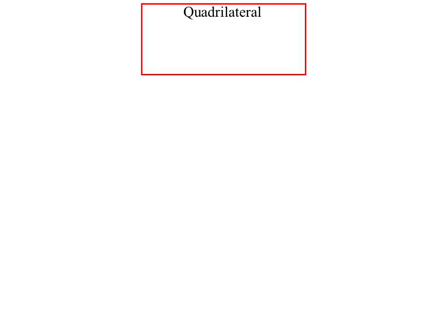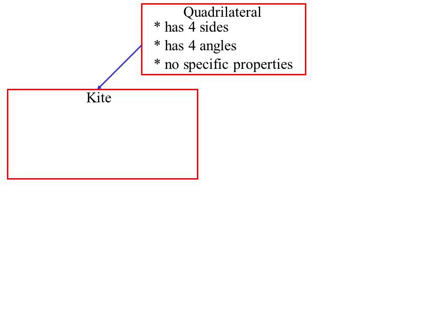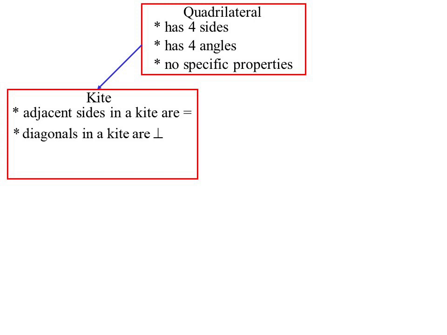So we start off with the quadrilateral. What do we know about it? Well, pretty boring. It's got 4 sides. Not that useful. It's got 4 angles. That's pretty much it. It's just a 4-sided shape. But we get more specialised. I can branch off to the kite. The kite is the one where we have adjacent sides equal. So a pair of adjacent sides equal. The diagonals in a kite we know are perpendicular to each other.